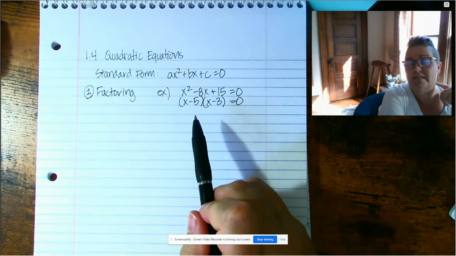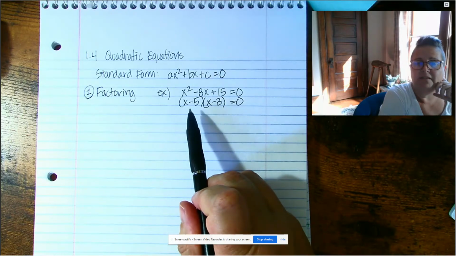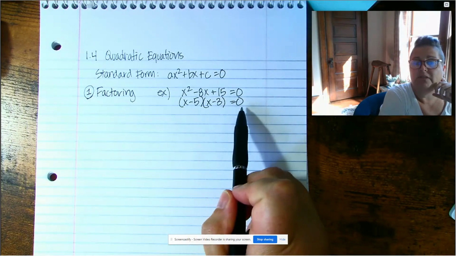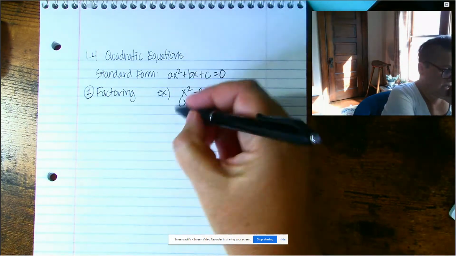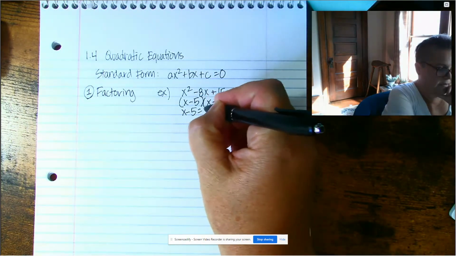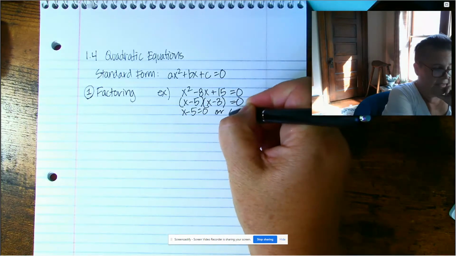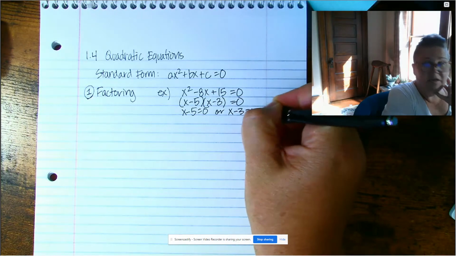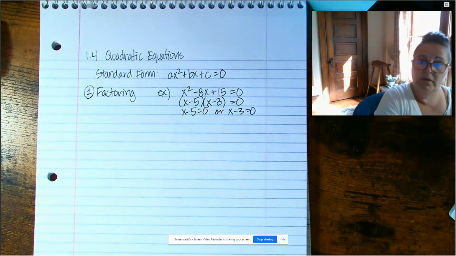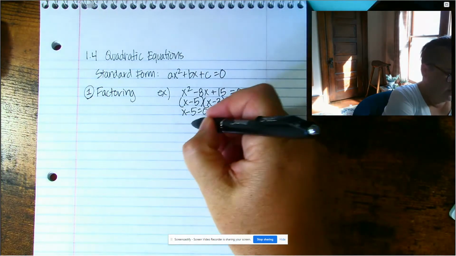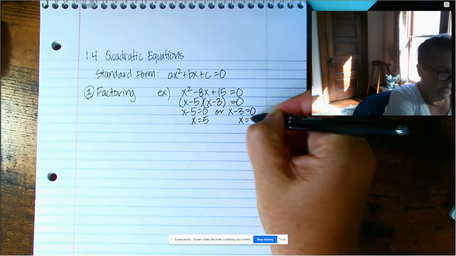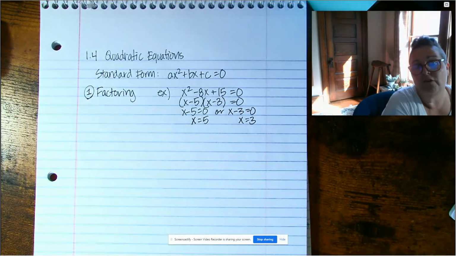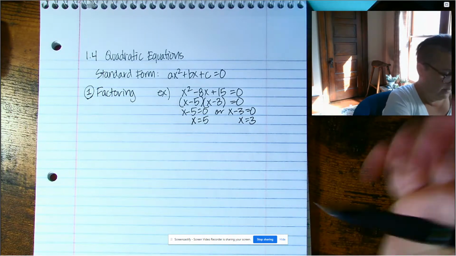We're going to use what's known as the zero product property, because if x minus 5 times x minus 3 is equal to 0, so if two numbers are being multiplied together to get 0, then either the first one is 0, or it could be that the second one is 0. It could be that they're both 0, but we're going to go with the first or the second. This gives us two little mini equations to solve, and we get that x is 5 or x is 3. So our first example of solving a quadratic equation is by factoring.